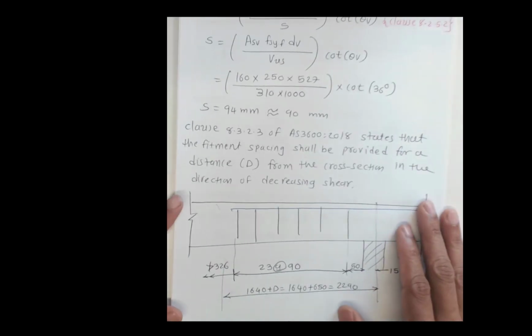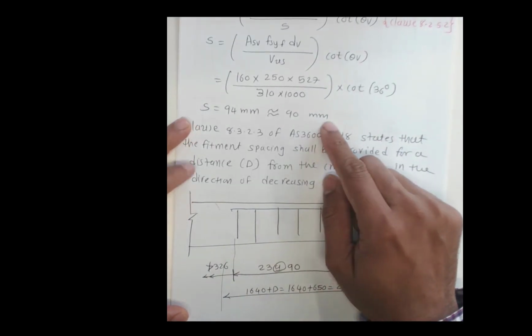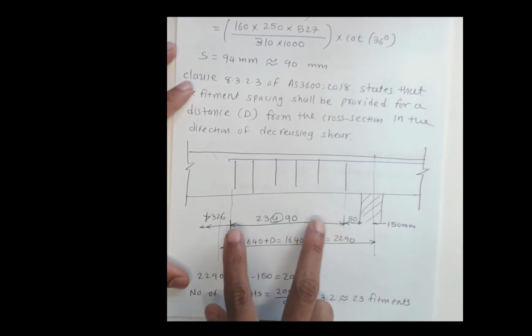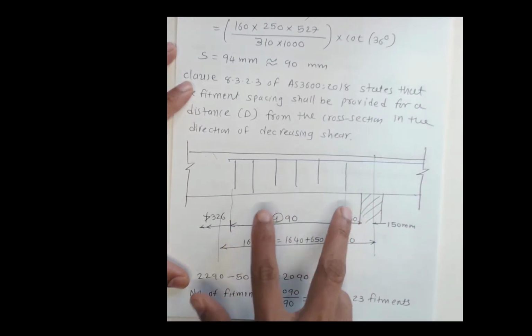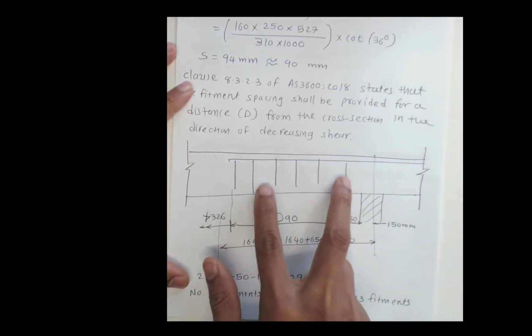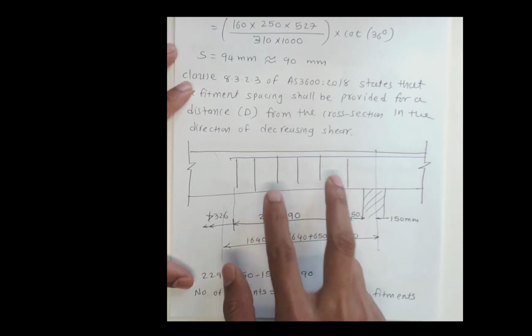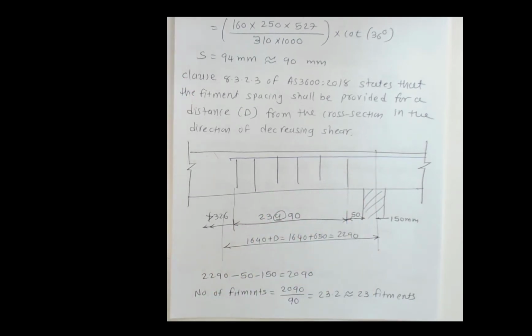In the last video we found the spacing s equal to 90 millimeters. Now we'd like to distribute that. We need to find out how many fitments we can provide for that spacing. Now recapping the few highlights that we've done so far.